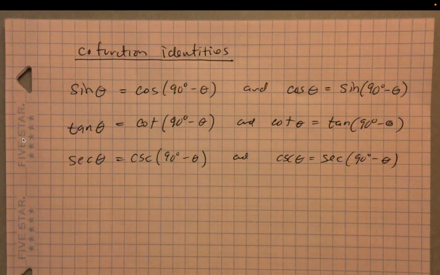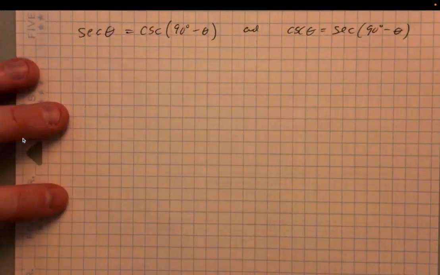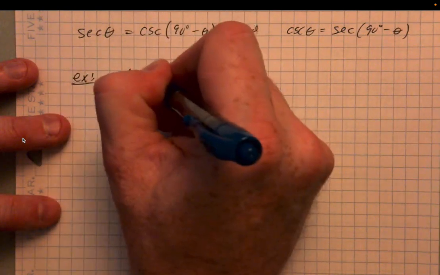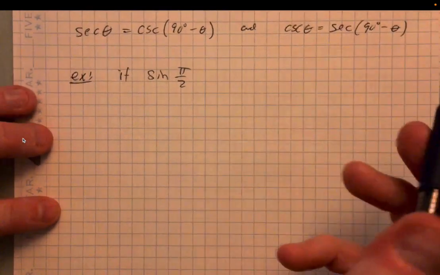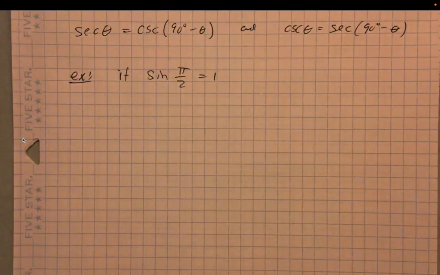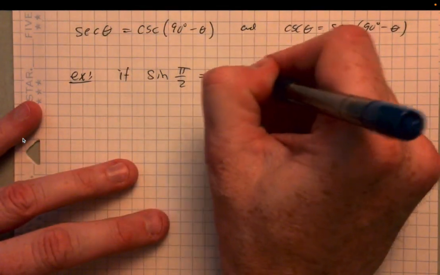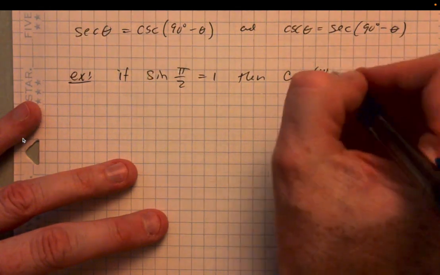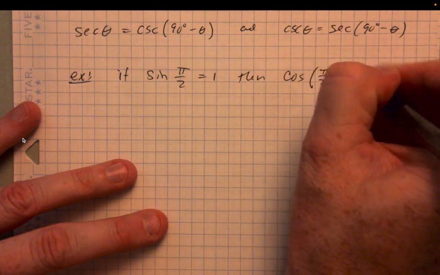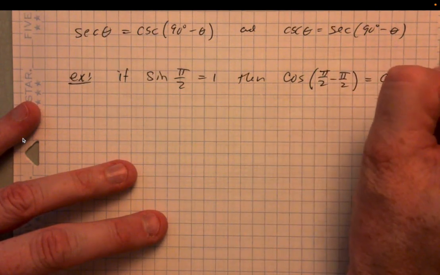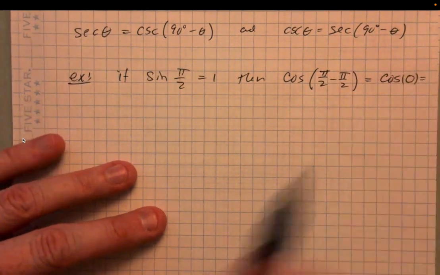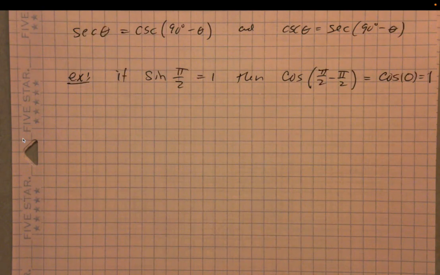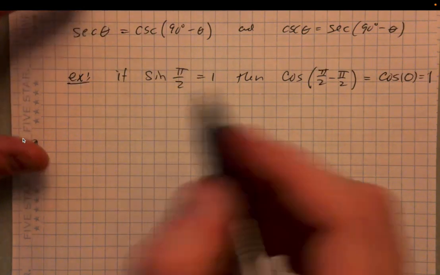All right. So let's see a practical example here. So let's say the sine of pi over 2, we know what the sine of pi over 2 is. It's 1, right? If it's equal to 1, then the cosine of 90 minus pi over 2, which in this case is pi over 2 minus pi over 2, is equal to cosine of 0, which is equal to what? 1, right? Okay, so that's a very simple one to see, right?